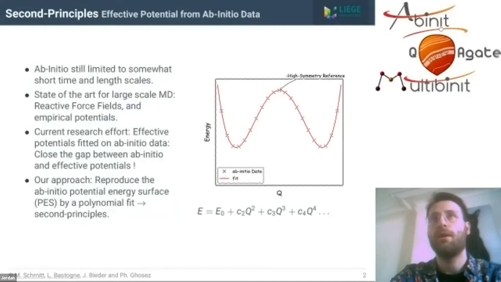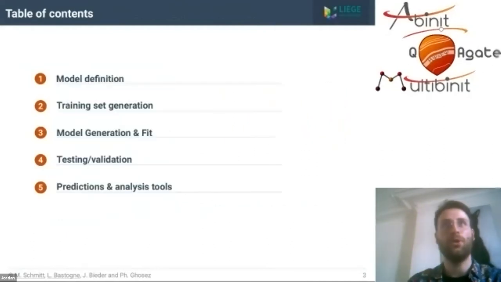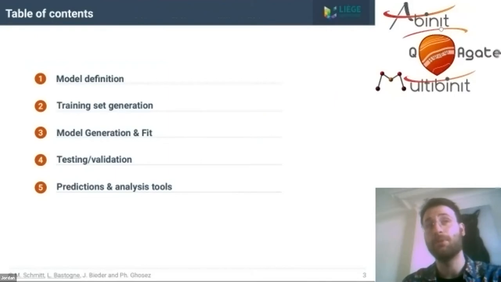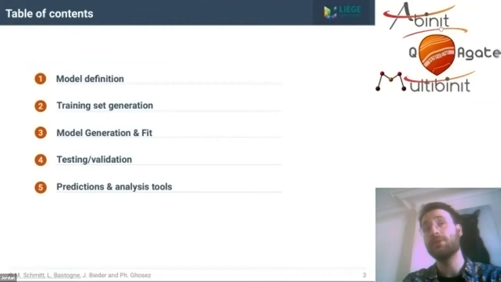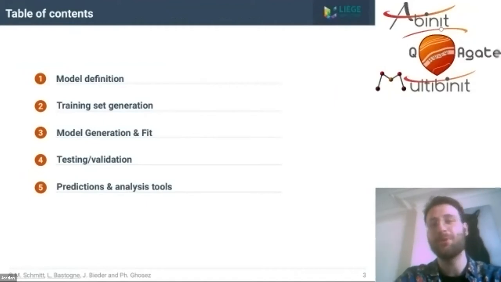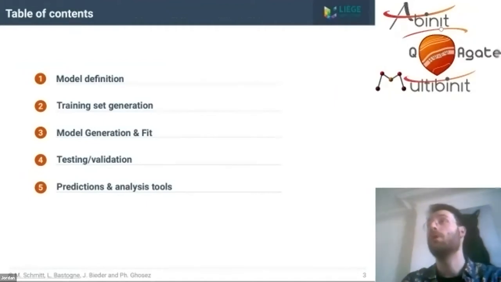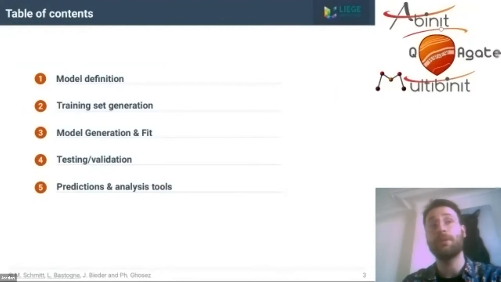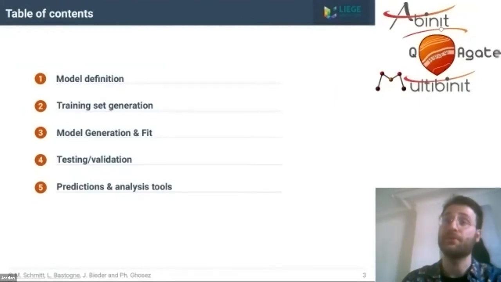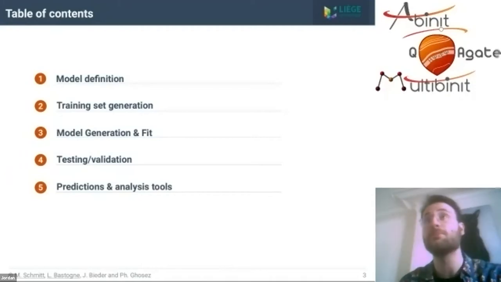So as we have a lengthy talk, we want to give just an overview of what we will do. First, I will introduce how we define our model, how we define this polynomial expansion. Then Louis will give an introduction on how to sample effectively the Born-Oppenheimer potential energy surface in some specific cases. That means, how do we get these crosses in this first figure, or how do we get the data? Then I will show how we generate the expansion and how we perform the fit with respect to data. And then we will show how we test and validate our model to see if it's physically reasonable. And finally, we show some predictions that we can do with these models.